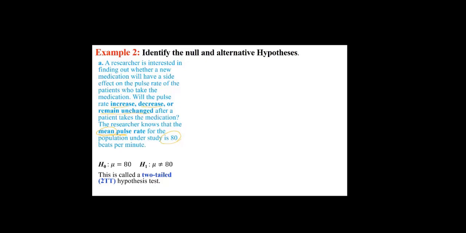H1: mu is not 80. And this is a two-tailed test. We are just warming up to be able to do a complete test of hypothesis from A to Z.